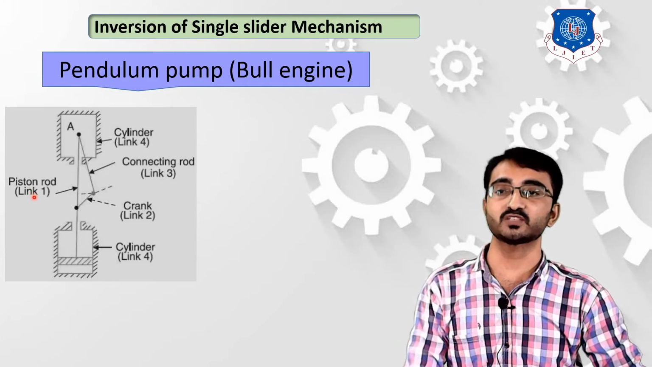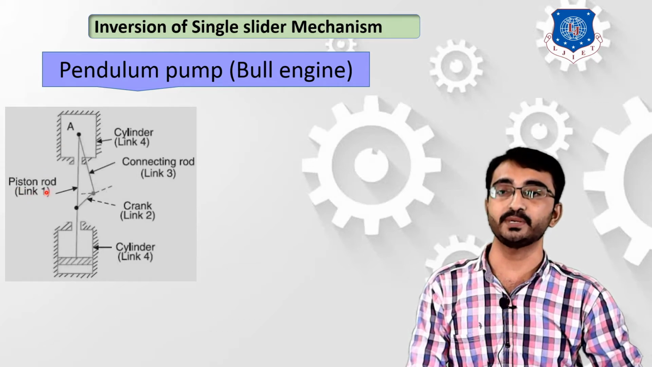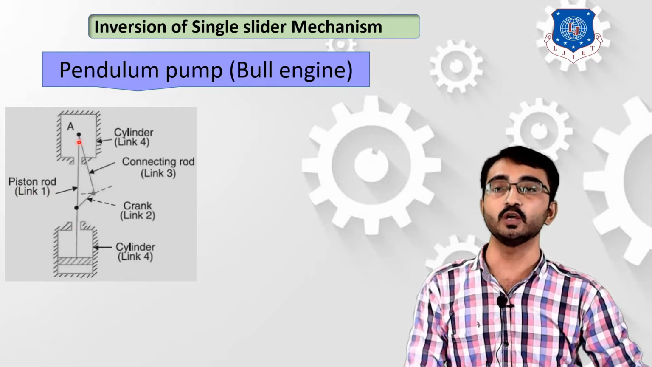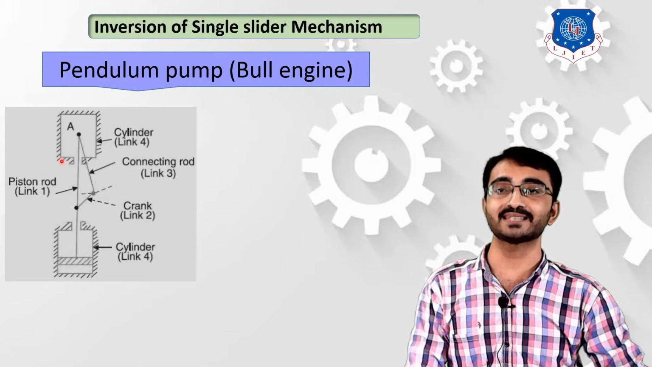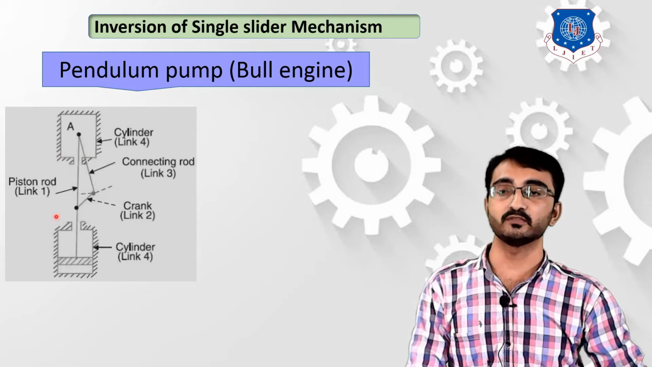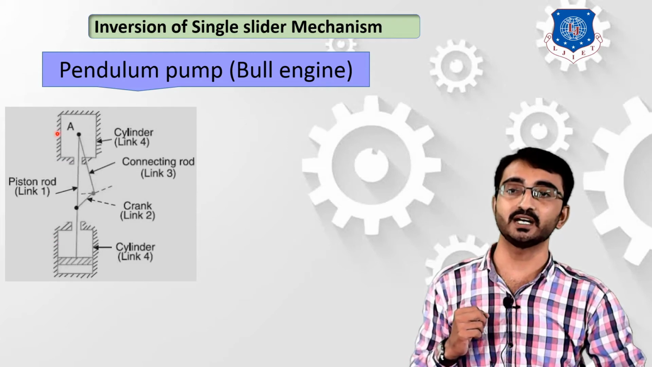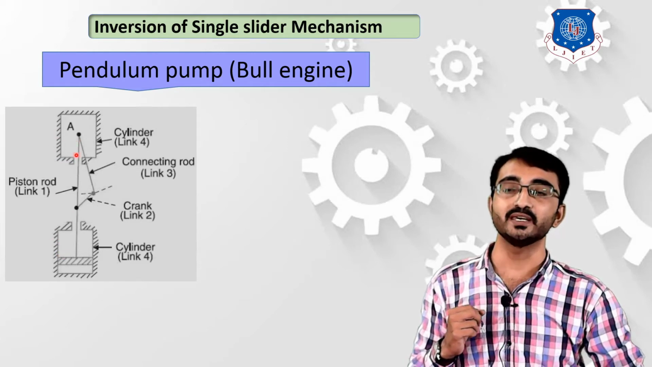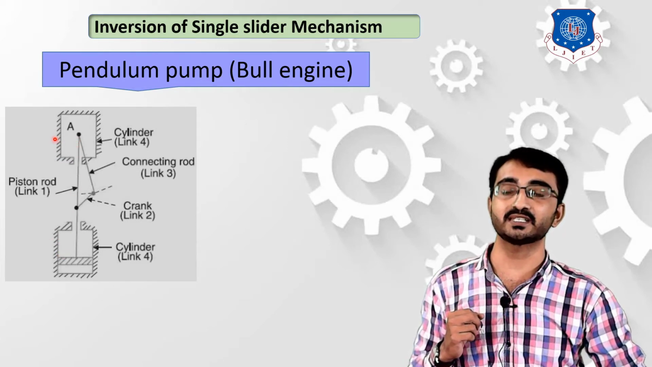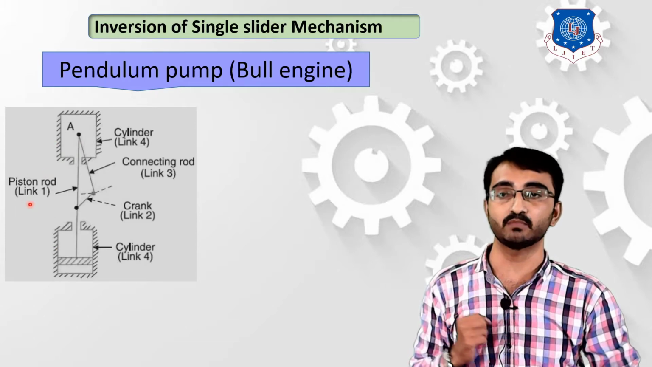So the first one, link number 1, that is your piston rod. This rod will be reciprocating inside this cylinder. We have 2 cylinders in this mechanism, so cylinder 1 and cylinder 2. Now this piston rod is reciprocating inside cylinder 1 and 2. That is your link number 1.